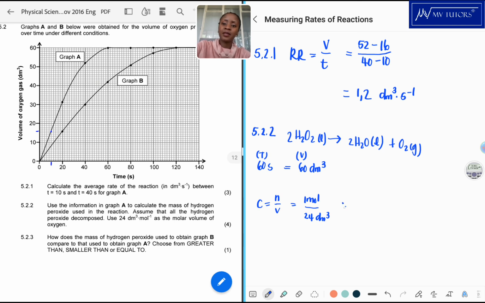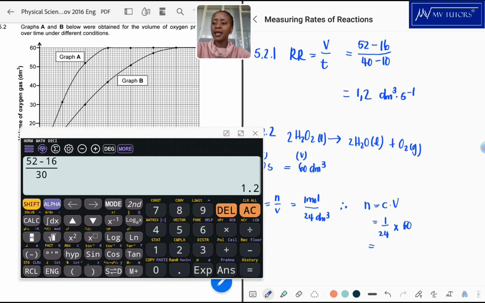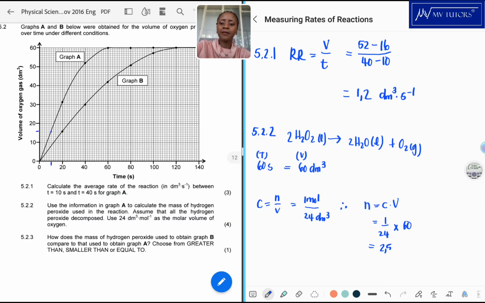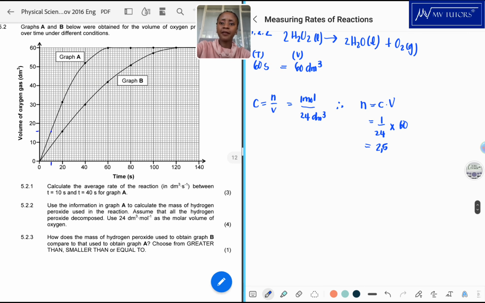Okay, so I would therefore say the number of moles is concentration times volume. The concentration is 1 over 24 and the volume is 60. So the number of moles that I have, I would take 1 over 24 and multiply it by 60. Okay, and then I get 2,5. So I have 2,5 mole of this hydrogen peroxide. So I have the mole, I'm looking for the mass.